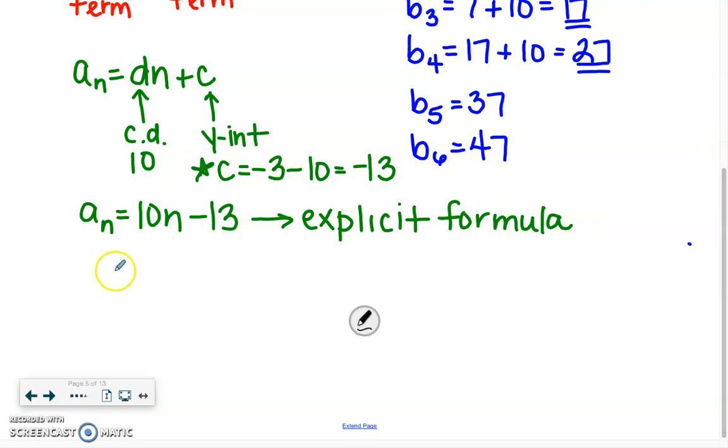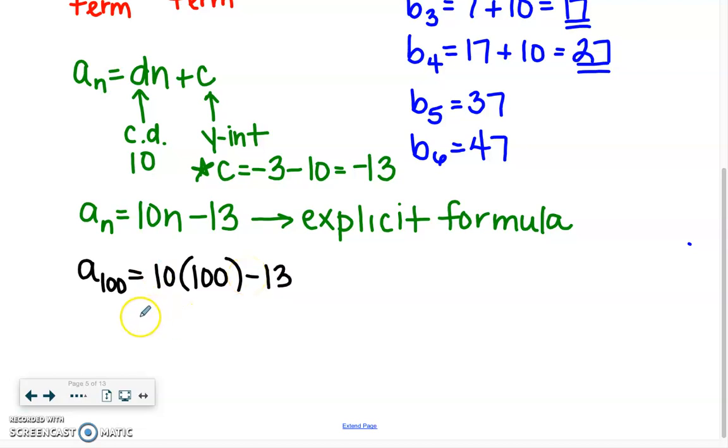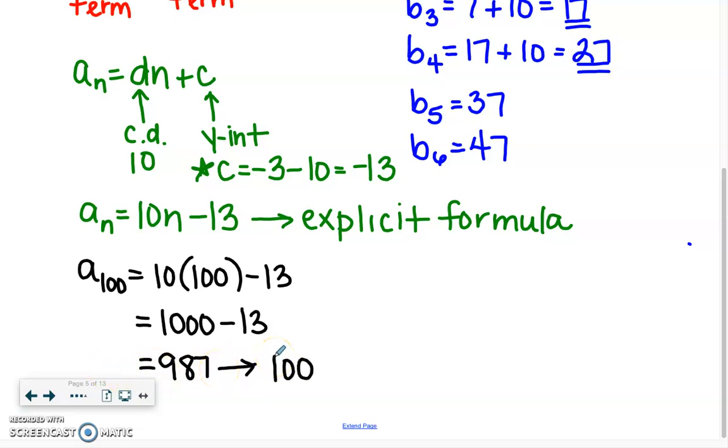Okay, once you have your explicit formula, the cool thing is you're allowed to plug in literally any value that you want. In this case, we want to know the 100th term, which means that n is going to be 100. So I'm going to plug in 100 and do the math. 10 times 100 is 1,000, minus 13 gives me 987. So my 100th term is 987.